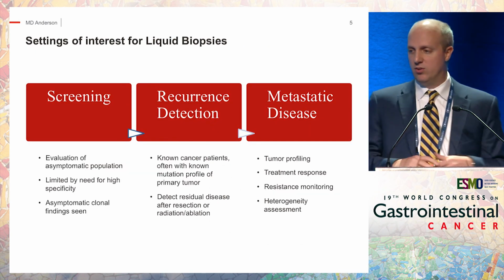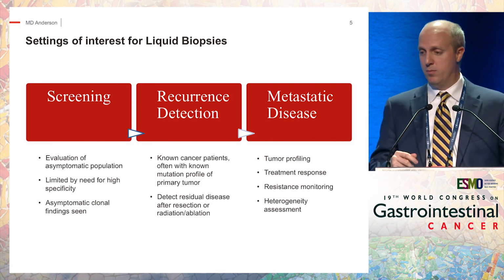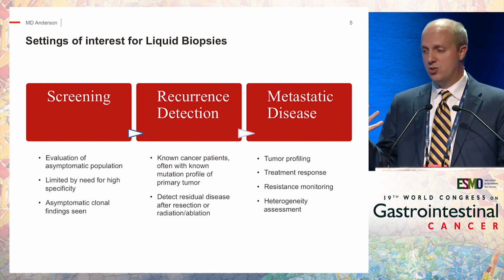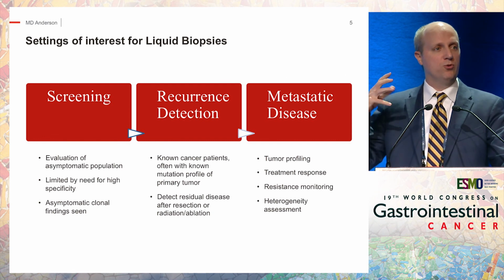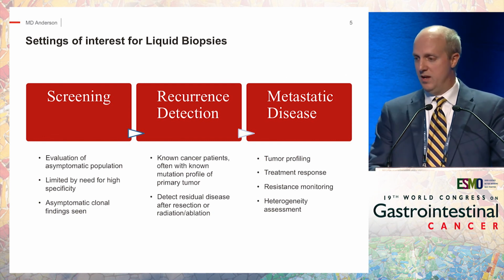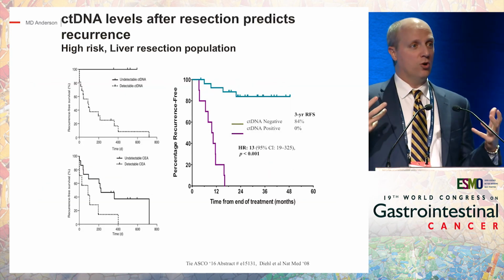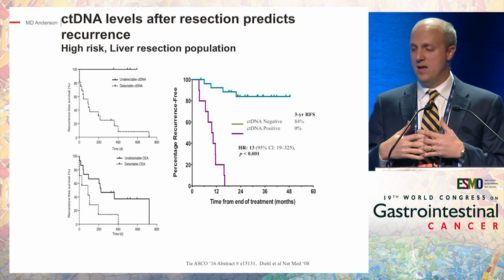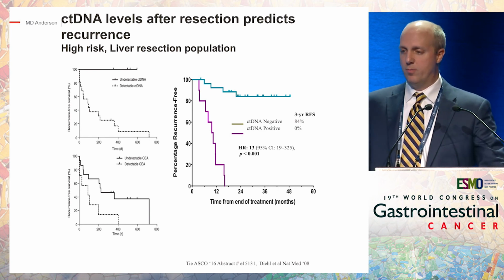So there's a few settings of interest for liquid biopsies. Screening, this is really tough in an asymptomatic population, but a lot of important efforts ongoing. Recurrence detection, and then metastatic disease. So while my topic was metastatic colorectal cancer, I wanted to spend just a minute on recurrence detection. This is detection of residual disease after resection. As you heard earlier, this has been really a game changer, and I think it has the opportunity to really alter how we're looking at adjuvant therapy.